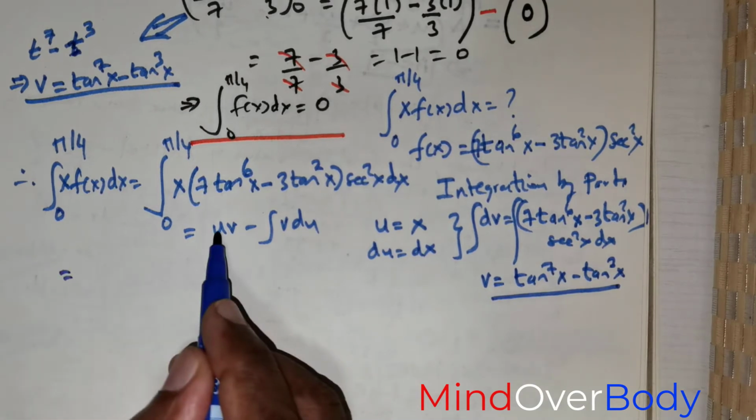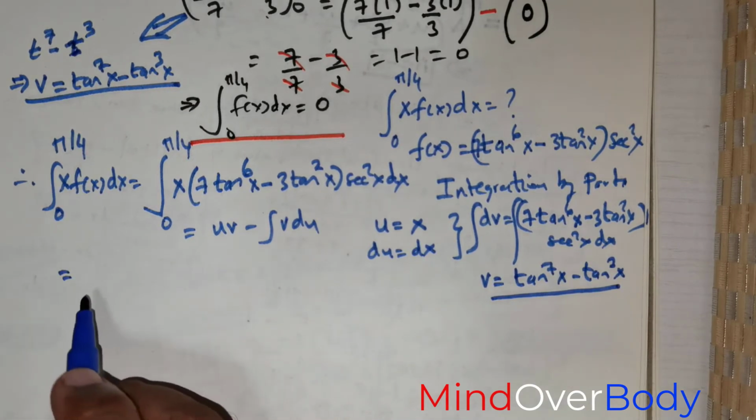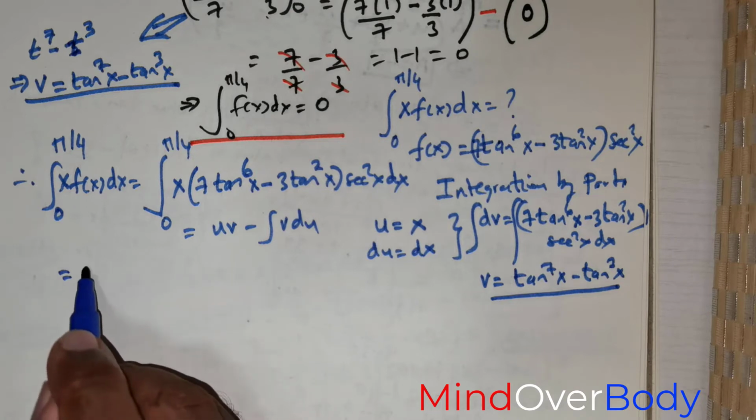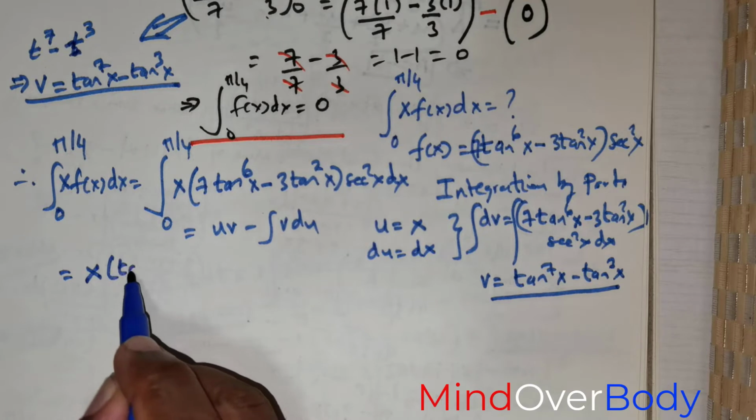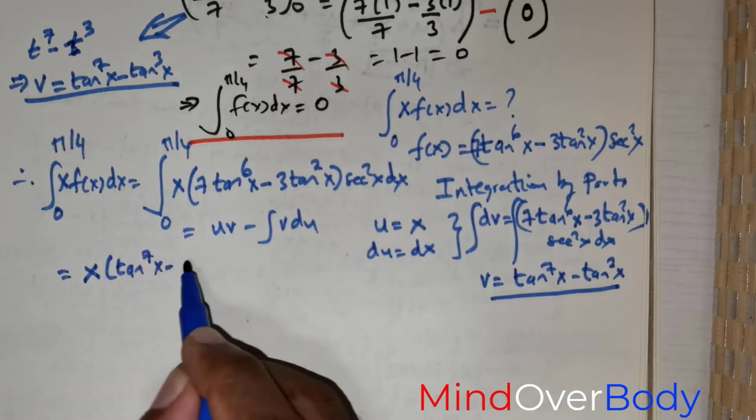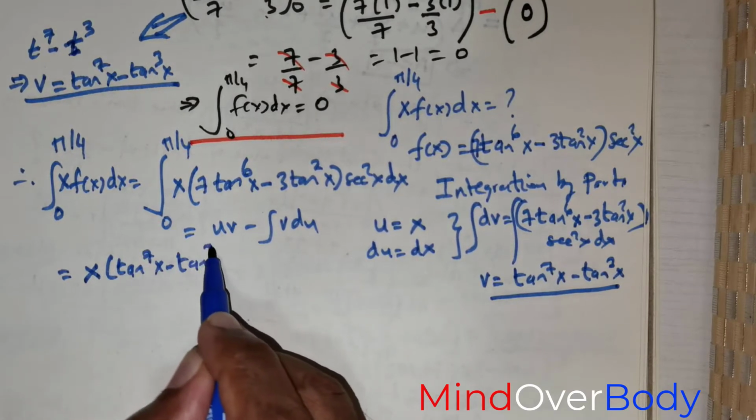So this substitution is going to take the following form. So my u is x, my v is tan raised to the power of 7x minus tan raised to the power of 3x.